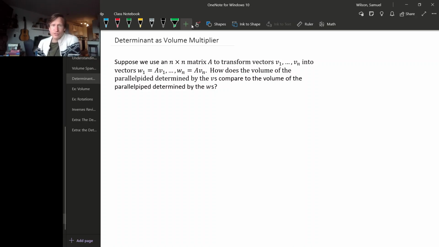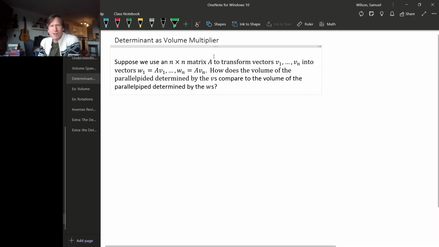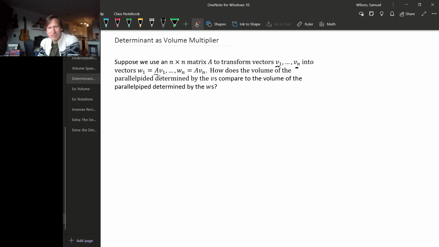So we know that the determinant can tell you the volume of the parallelepiped, or the tipped box, determined by some vectors. But what if, rather than just having a collection of vectors, you start with one collection of vectors, and you have a matrix A, and you multiply by that matrix A to turn all of your vectors, the V's, into these other vectors, W. So now we have two parallelepipeds.